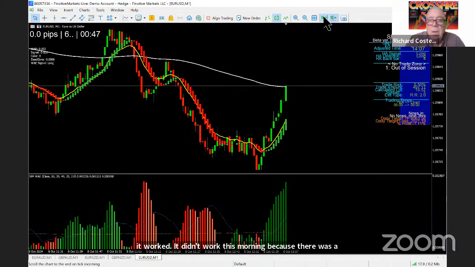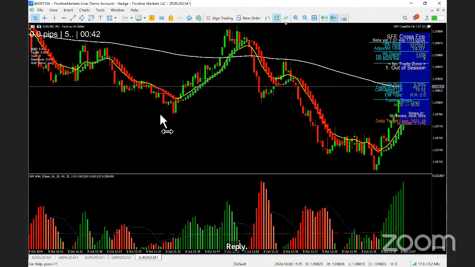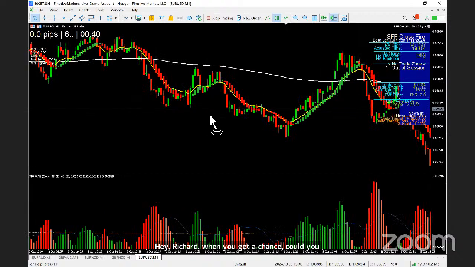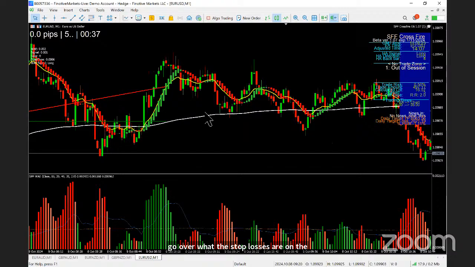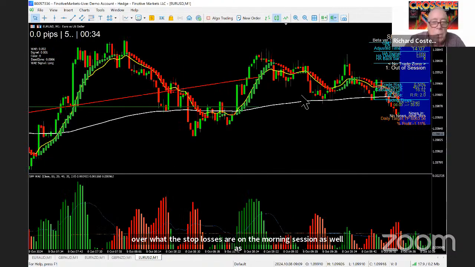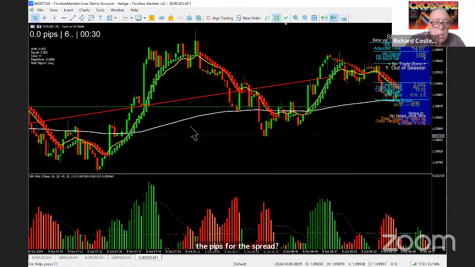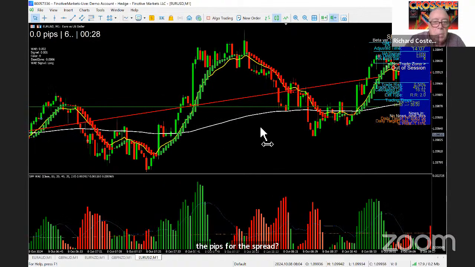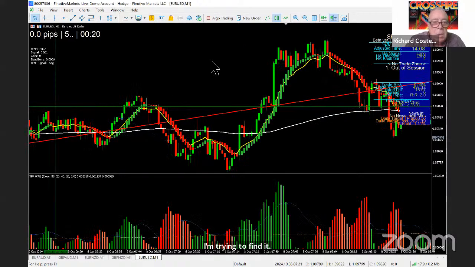I wonder if I can show you that trade. Hey, Richard, when you get a chance, could you one more time real quick go over what the stop losses are on the morning session, as well as the pips for the spread? Yeah, we'll do. I'm trying to find, I would need to find 6 o'clock now on this chart. But yeah, there we go.